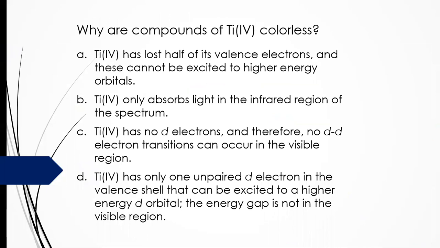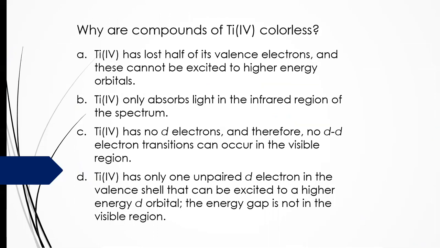We're looking at titanium-4 compounds, but titanium-4 compounds are all colorless. Why would that be? I want you to think about what that is. If you're not sure, write out the electron configuration for titanium-4+ and start with that. If you did it and realized that titanium-4+ doesn't have any d electrons, then you're on the right side.